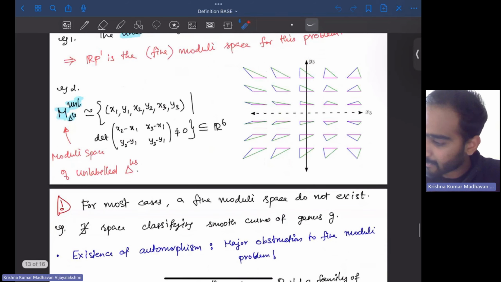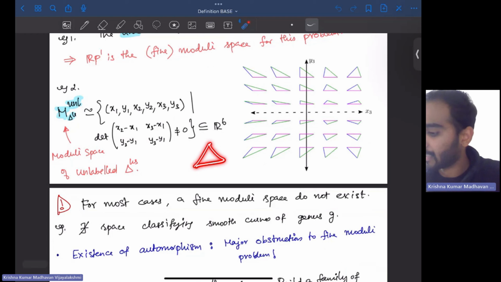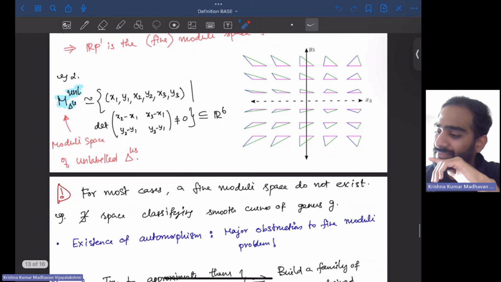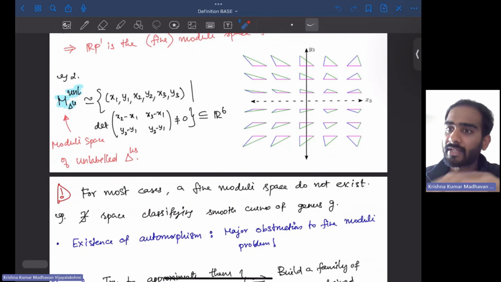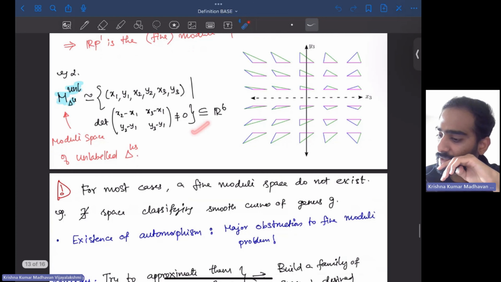And then there is this example of unlabeled triangles. A triangle is unlabeled if each vertex is different and each of the sides has a different length. So one can also ask this question: can you classify all these unlabeled triangles? And the answer is yes. It is given exactly by this space here in R6.